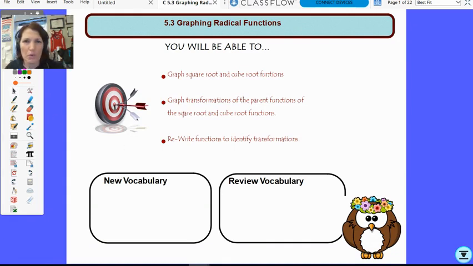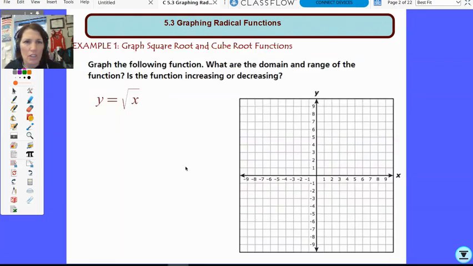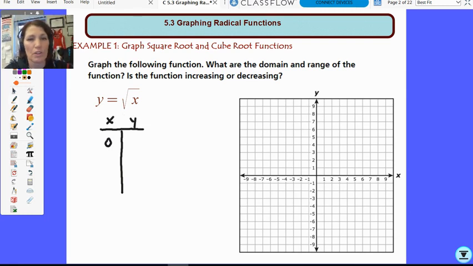We're going to begin with graphing radical functions now. So we're going to begin with graphing the following function, the square root of x. If you make a table of values, we're going to start with 0. The square root of 0 is 0, so that's going to give us 0, 0. We can't get the square root of anything negative, so that's going to cut off this whole part of this graph over here.